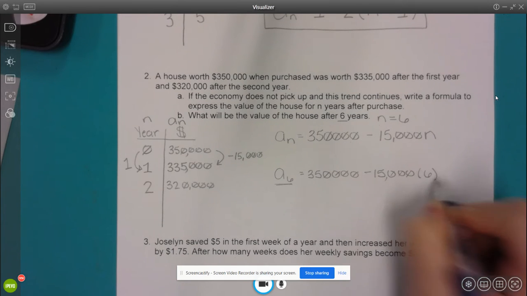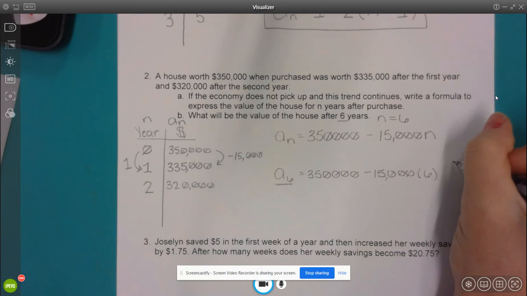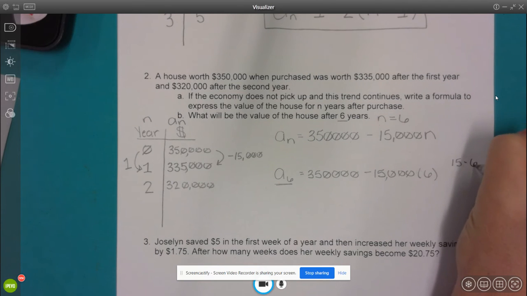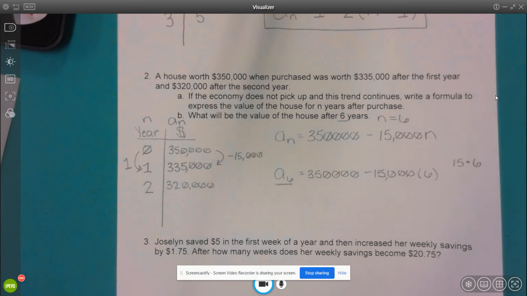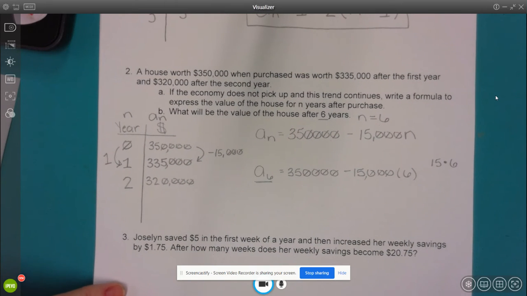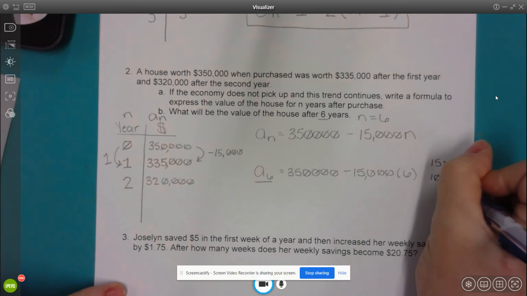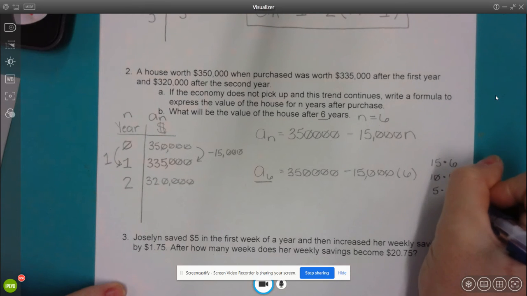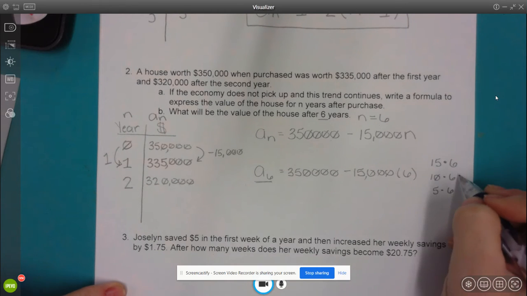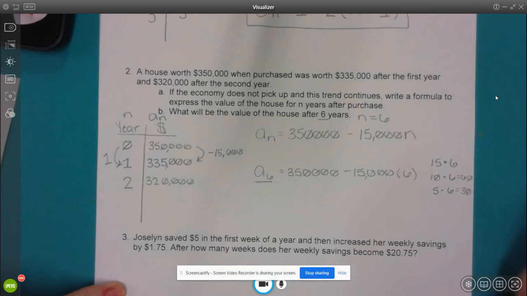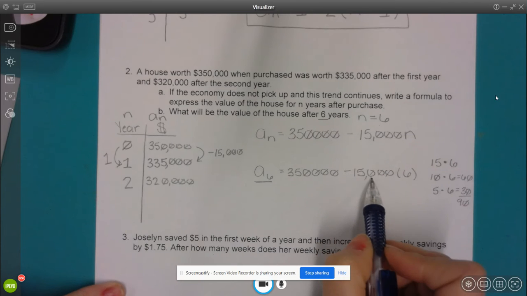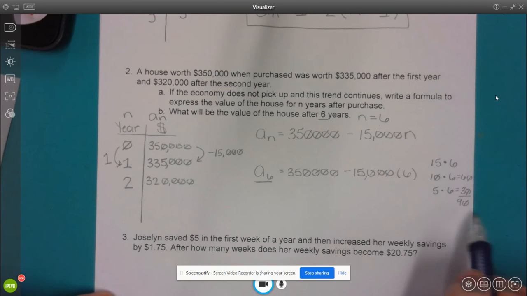times 6. So quickly in my head, what I'm going to look at is 15 times 6 instead. So I'll do 10 times 6 and 5 times 6 and add them together. So 10 times 6 would give me 60. 5 times 6 is going to give me 30. Those two things added together would be 90, but it was 15,000, so this will be 90,000.